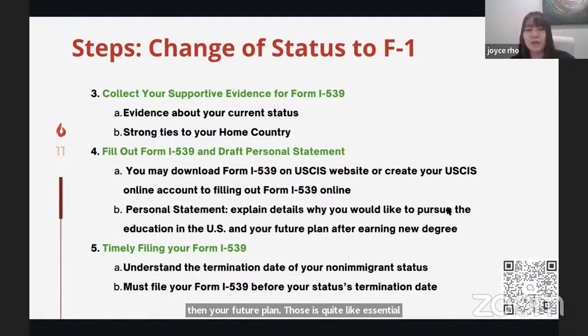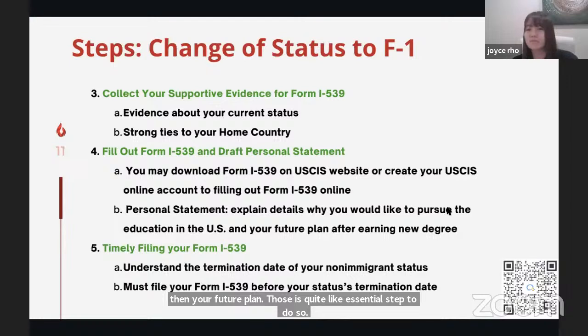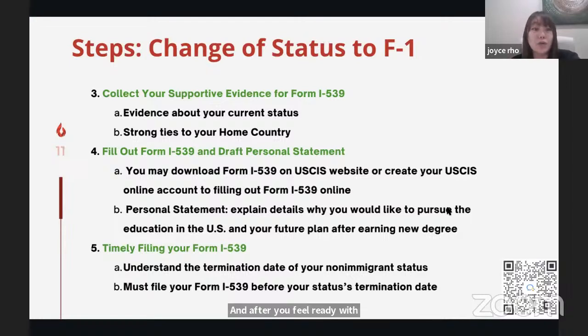And after you feel ready with the form, petition, evidence, and letter, you have to file those things with USCIS. You have to understand when the termination date of your non-immigrant status is. For example, a B2 visa holder can find out the termination date of their B2 status by looking at the I-94 form. It shows when your status will expire on a certain date. So make sure that you file a change of status form before the termination date of your B2 status.